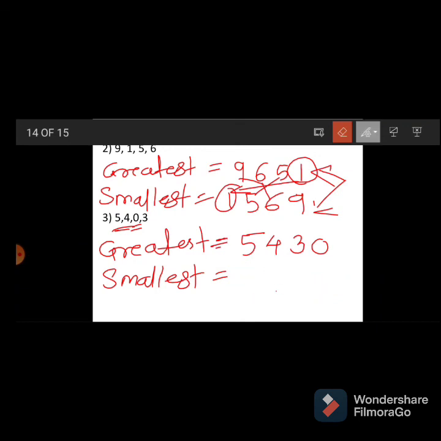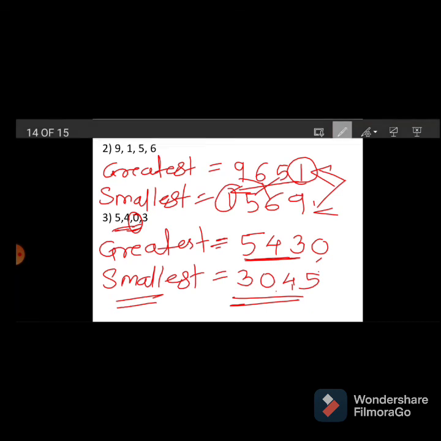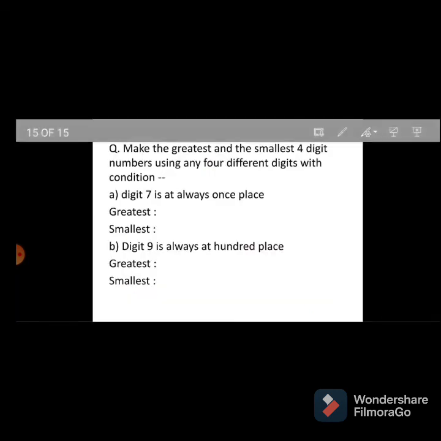Check in the given digits which is the smallest except 0. 3 is smaller, write down 3 first, then write down 0 and then 4 and 5. And now here we formed a 4-digit smallest number, means when 0 comes, be careful while writing the smallest number. Okay, and then see the next question.